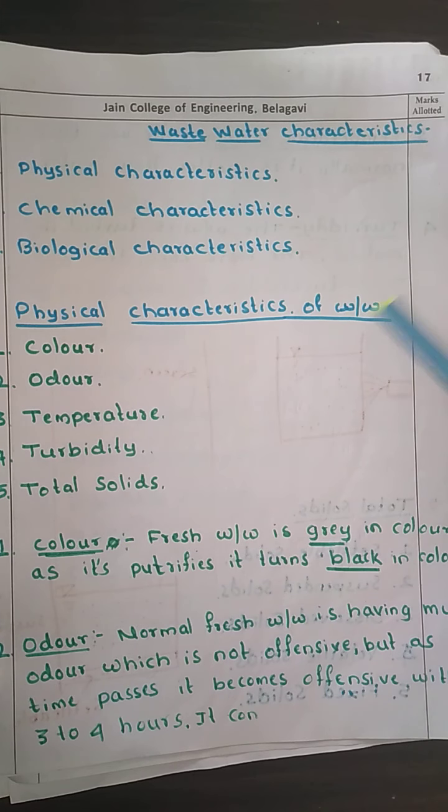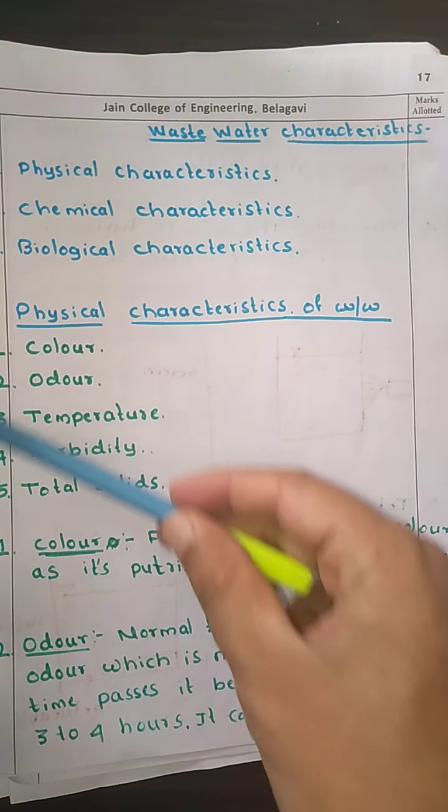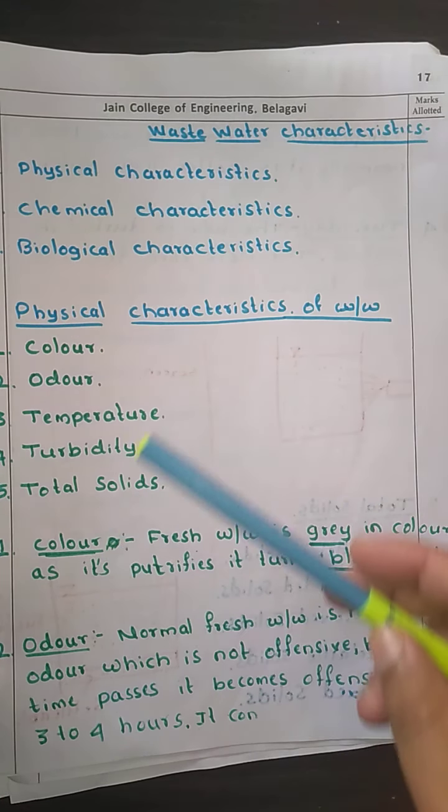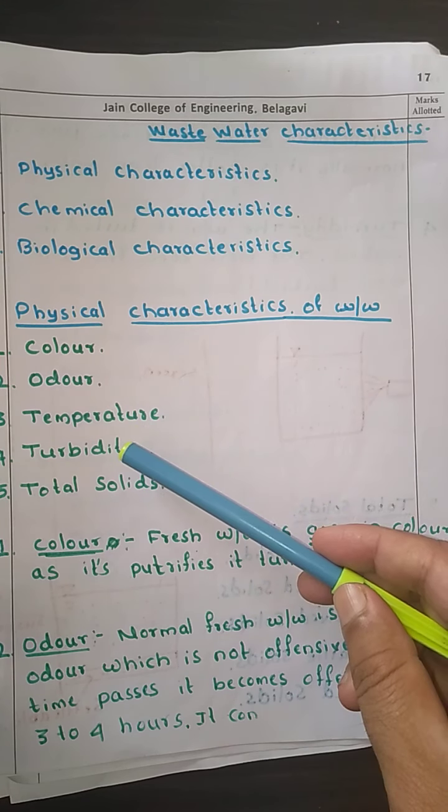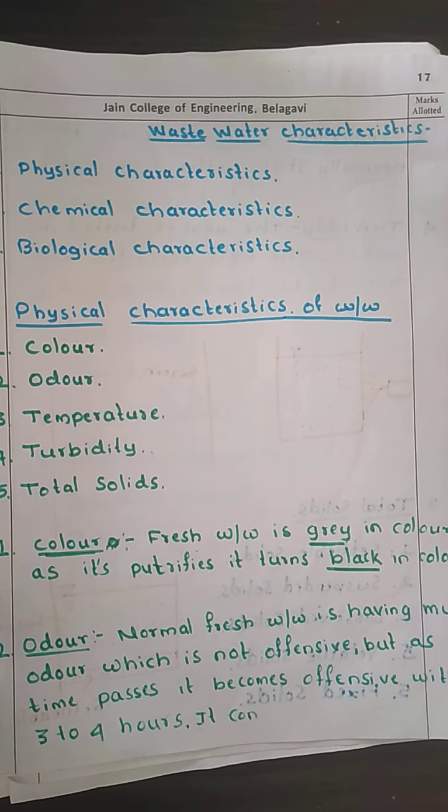By looking at it we can tell how the wastewater probably might be. Okay, so we are going to have 5 physical wastewater characteristics, that is the color, odor, temperature, turbidity and total solids. These are nothing but the 5 physical characteristics of wastewater. Okay, now we will discuss one by one in detail the physical characteristics.